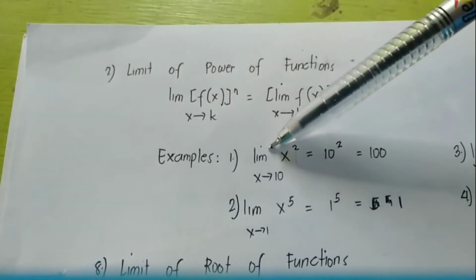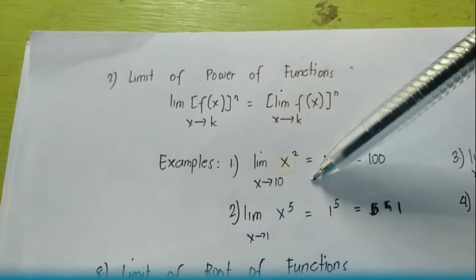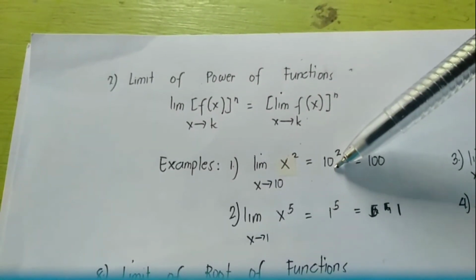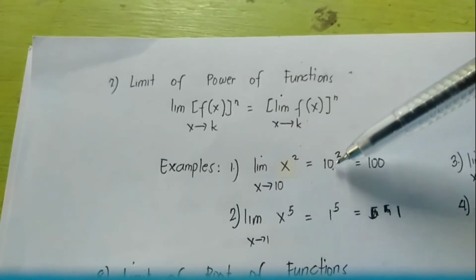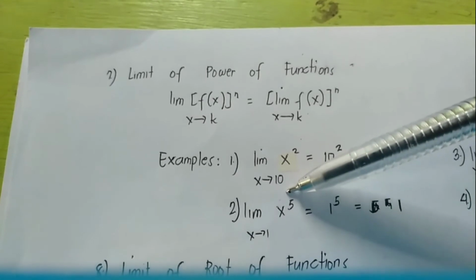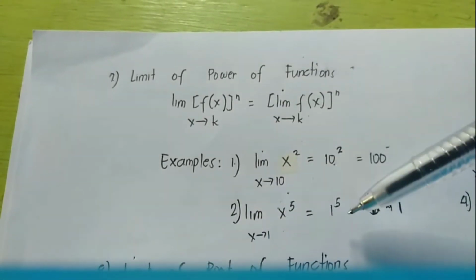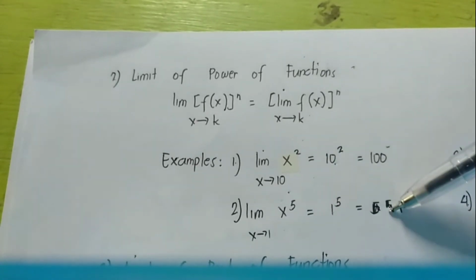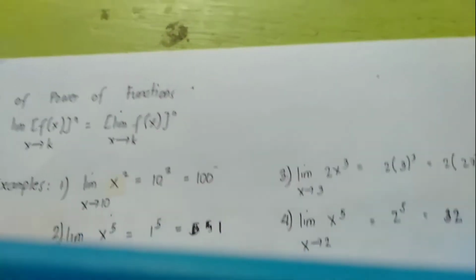So for example, limit of x squared with x approaches 10. Our x is 10, so we substitute. 10 times 10 is equal to 100. Then limit of x raised to 5 with x approaches 1. So 1 times 1 times 1 times 1 times 1 is equal to 1. Then 3.